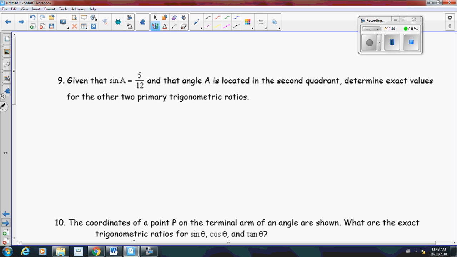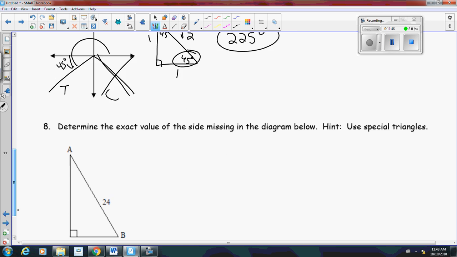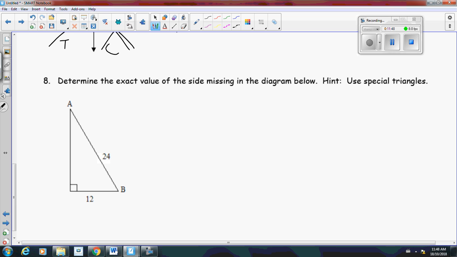Question 9, I feel like I missed a question. Question 8, determine the exact value of the side missing in the diagram below. So you really don't need special triangles for this. I think I erased that on your copy. This is just a case of Pythagorean theorem.